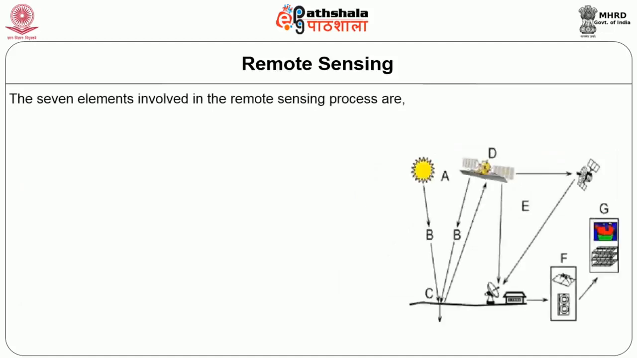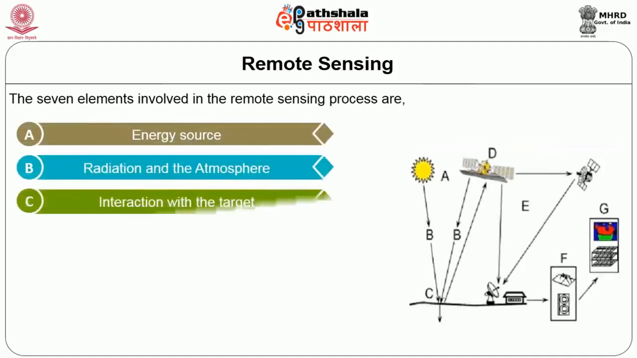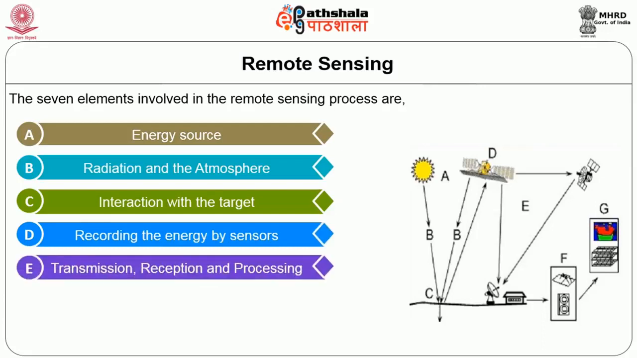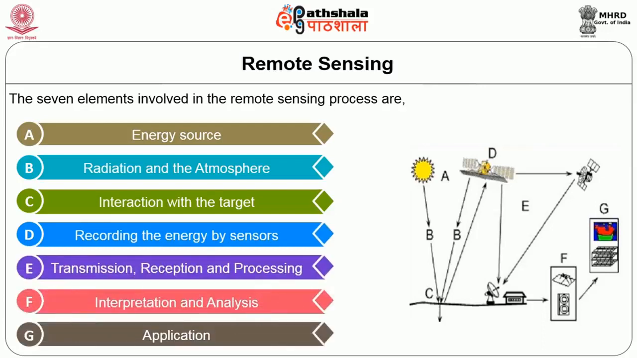Let us see what the elements associated with remote sensing technology are. There are totally 7 elements, starting from the energy source. We all know that our prime energy source is the sun. Only when the sun's rays fall on the earth can the objects present on the earth emit certain radiation through which they can be identified. So we have 7 classifications of elements involved in the remote sensing process. Number 1 is the energy source, which is the sun. What is the second one? It is the radiation and the atmosphere.